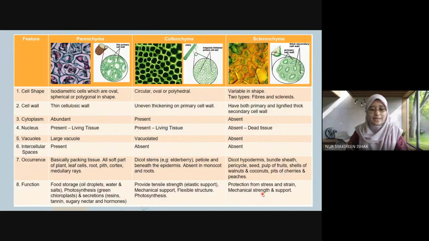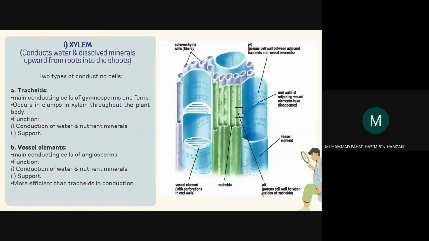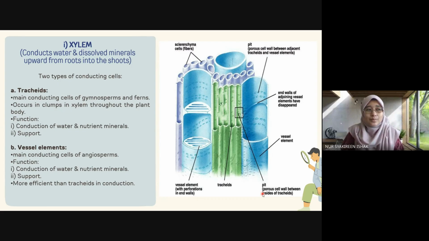Okay, so is there any question from just now? Fahmi? Madam, what is meant by gymnosperm, ferns, and angiosperm? They are types of plants, trees like timber trees. So angiosperm, flowering plants. Angiosperms are a group of flowering plants characterized by the presence of flowers, and specialized reproductive structures such as carpels and stamens. As long as the plant has flowers, it is an angiosperm.